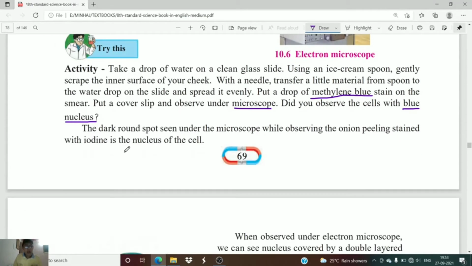Now the dark round spot seen under the microscope while observing the onion peel stained with iodine is the nucleus of the cell.